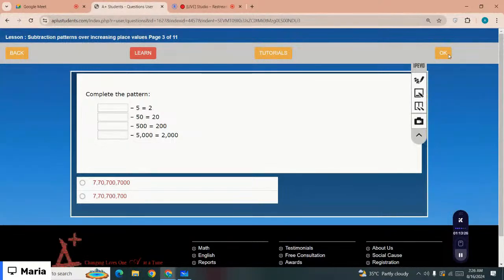Complete the pattern. Missing number minus 5 equals 2, missing number minus 50 equals 20, missing number minus 500 equals 200, and missing number minus 5000 equals 2000. So which is the correct option? Option number 1 is the correct option, that is 700 and 7000.